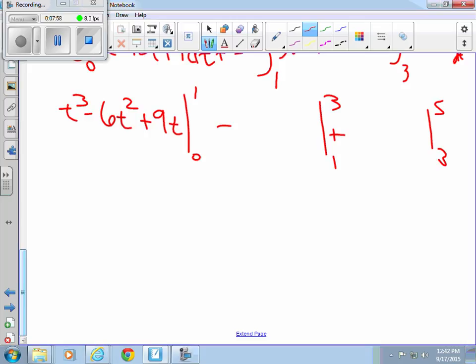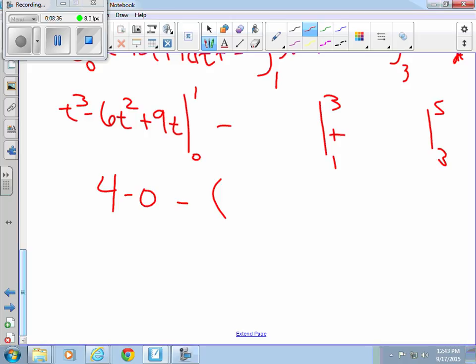If I plug in 1, I get 1 minus 6 plus 9, so negative 6 plus 9, or 30. Open the 1 to 4. Right? 4. Minus 0. Minus. I'm going to plug in 3. 27 minus 54, which is negative 27 plus 0. If I plug in 3, do I get 0?